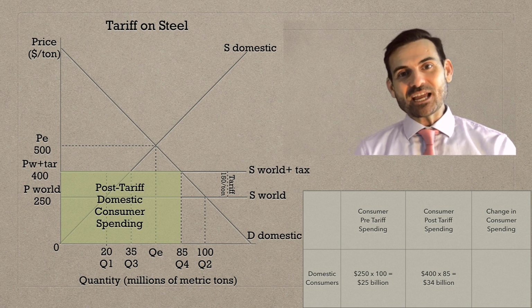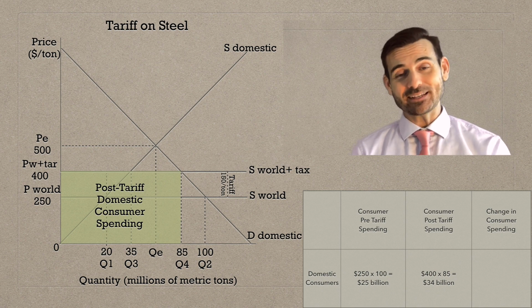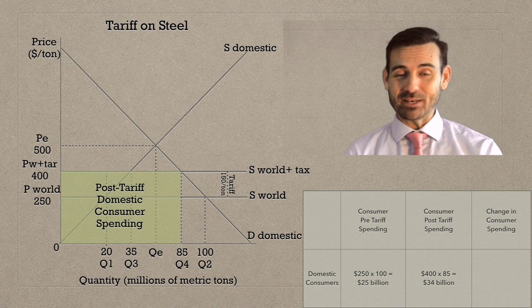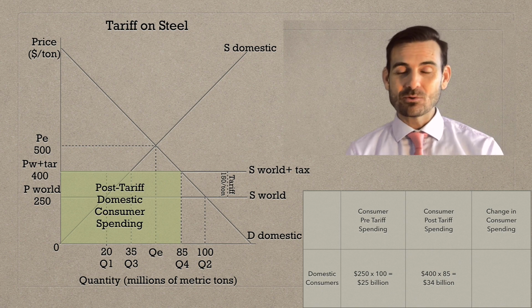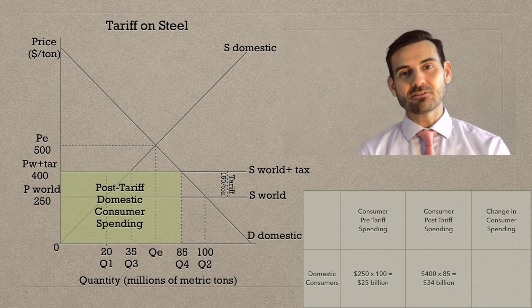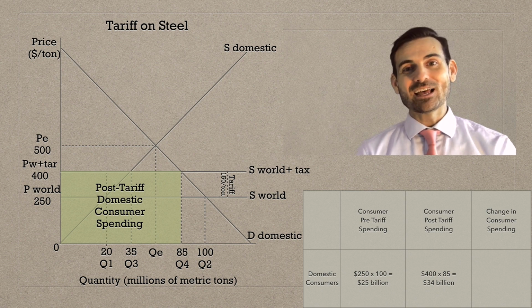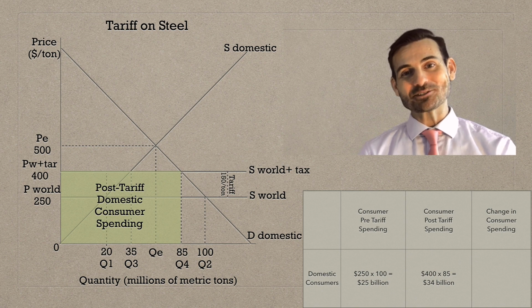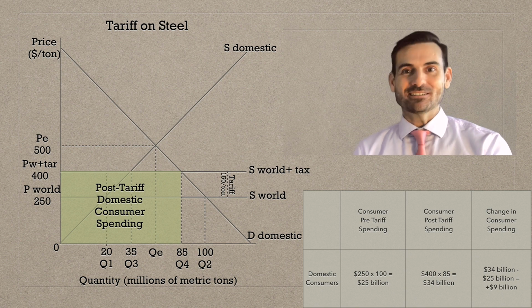And to calculate the change in consumer spending, simply take the post-tariff spending minus the pre-tariff spending and make sure to indicate whether the spending went up with a positive sign or down with a negative sign. Take some time to do your calculations now, pause the video, and then replay it to see if you got the answers correct. Here are the answers, and I hope you got them correct.